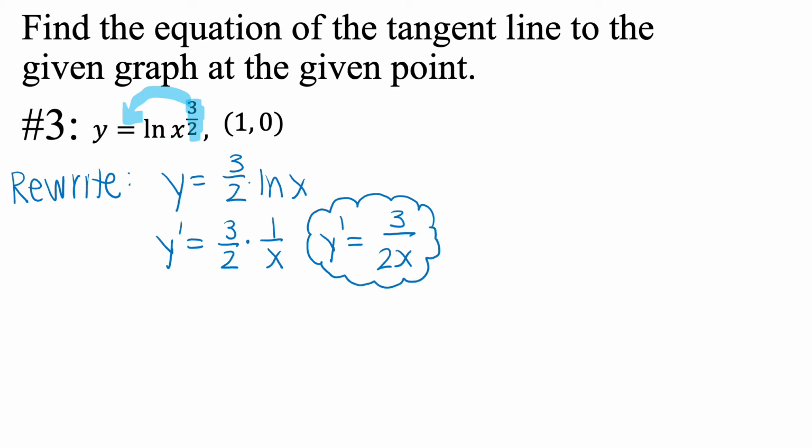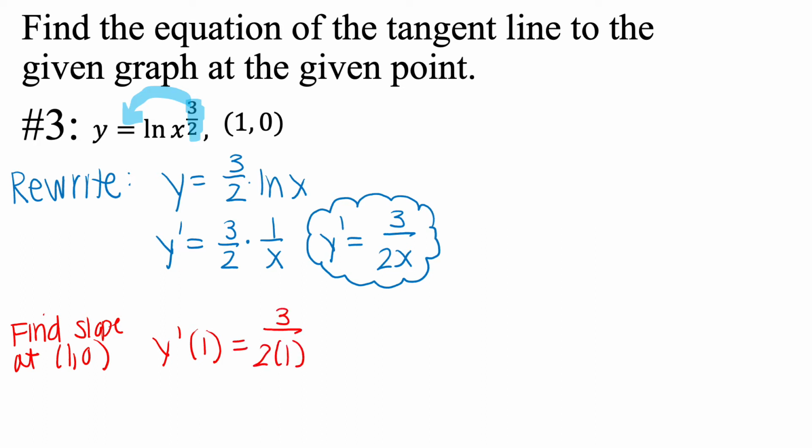Now remember, we are not just finding the derivative here, we're actually finding the equation of the tangent line. So we have our derivative, and the derivative is going to help us find the slope of the tangent line. So let's go ahead and find the slope at the given point, which was (1, 0). So we want to evaluate our derivative y prime at the x value of 1. So plugging in, we get 3 over 2 times 1. So our slope, or our derivative evaluated at 1, is just 3/2.